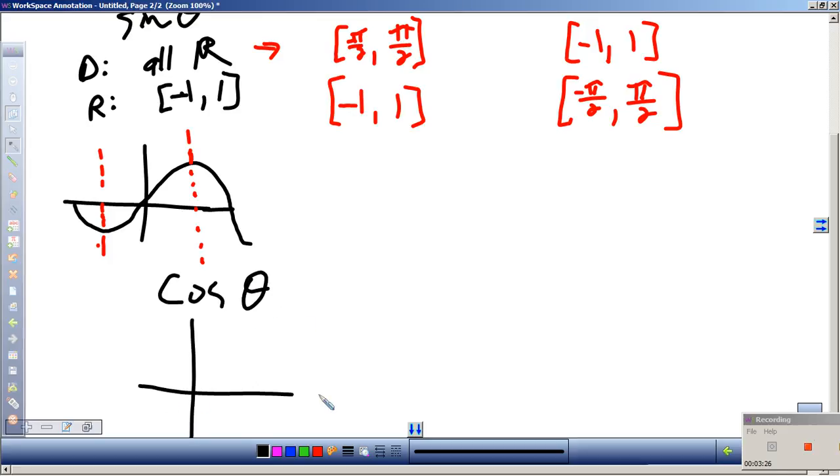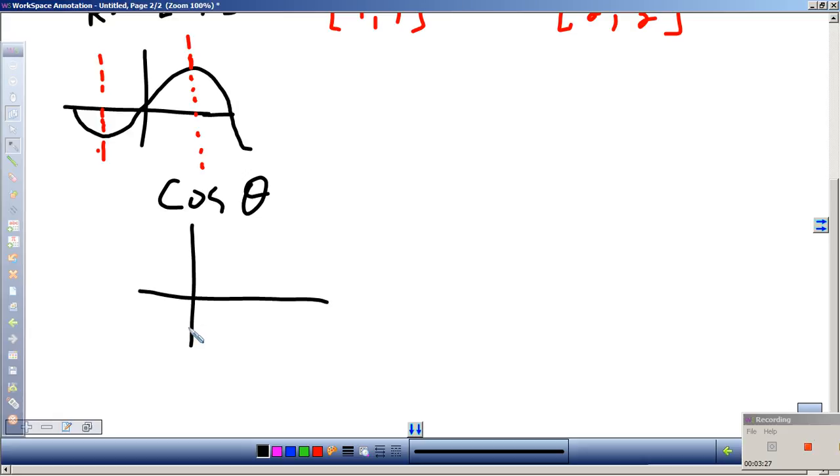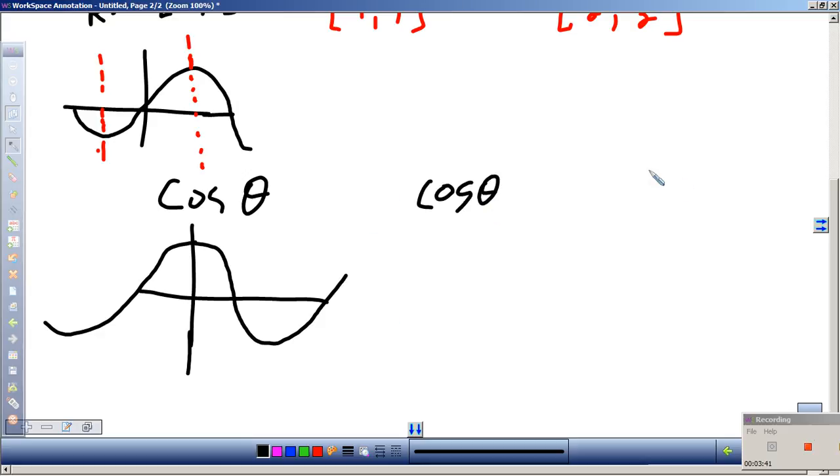If we did the simple graph of cosine, where does cosine start at? 1. And it continues this pattern. What's the domain of cosine, normal? Okay, all real. What's the range? Okay, so remember, arc cosine is the same as the cosine inverse, so I don't need to write down both of these. So these are the equivalent.